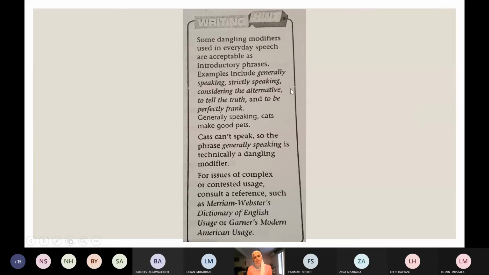Considering the alternative, the movie was... so the movie is considering the alternative? No, I'm just saying it as an introductory phrase, like however or after all. So it is a dangling modifier because it doesn't modify any word, but I can use it in my daily speech as a however, or as a preposition, or as a transitional word.